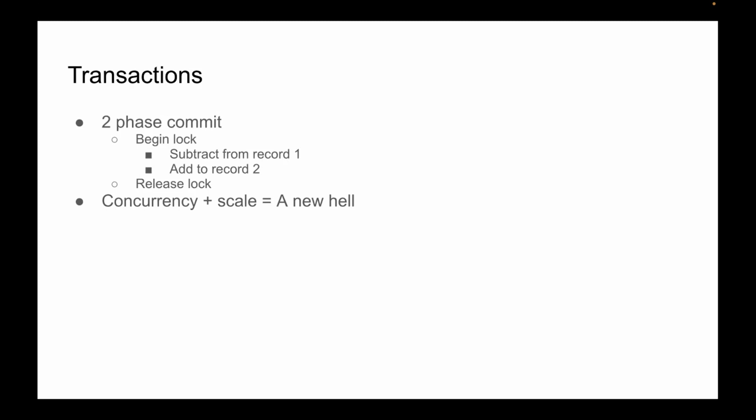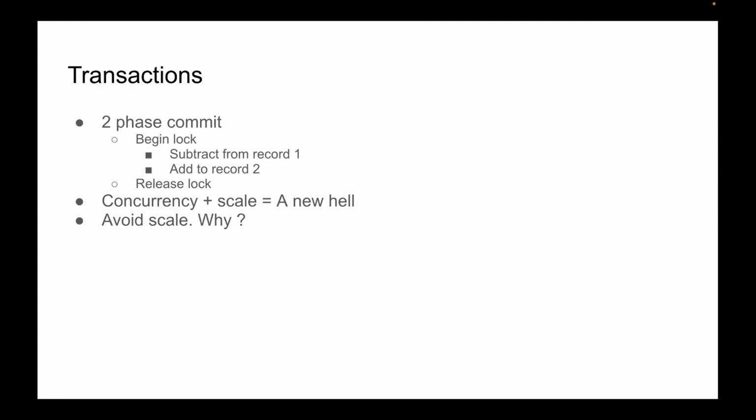Now imagine this transaction with concurrency and with scale. Okay. Now you'll enter a new realm of hell, because in all my previous cases, I was only looking at one single record. Now I have 2 records to look into, and the complexity between 1 and 2 increases exponentially as we add concurrency and as we add scale.